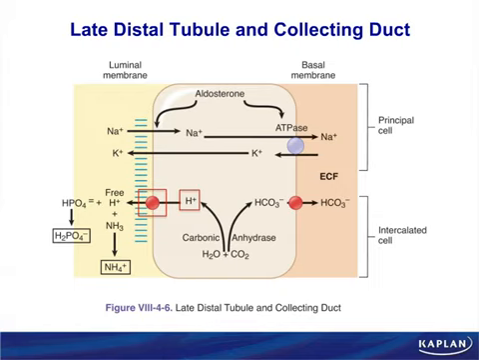Now, what would happen if you lost this channel? What would happen if that channel stopped working? You would not be able to get acid in the urine. You would lose the ability to acidify the urine. We call this a distal renal tubular acidosis. We call this a distal RTA. That's what a distal RTA is. You cannot get acid in the urine.